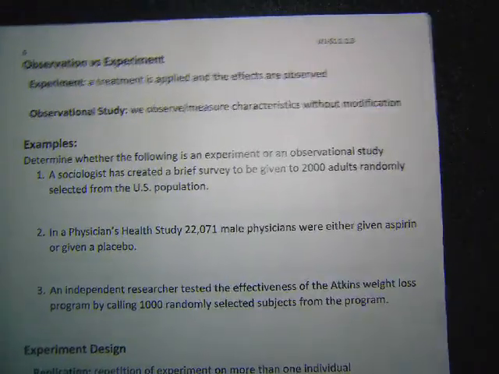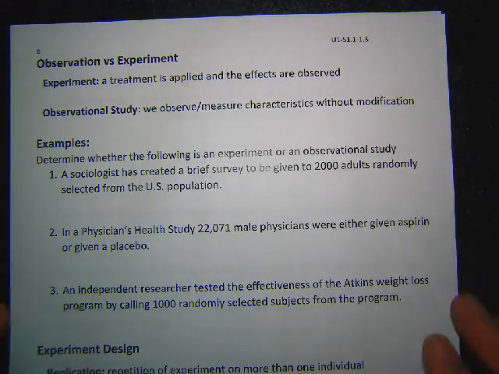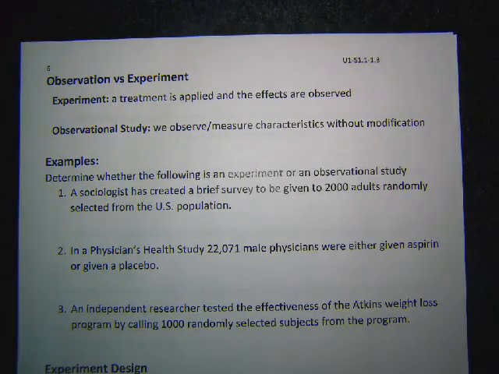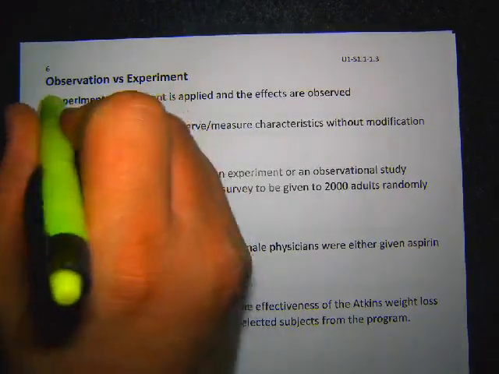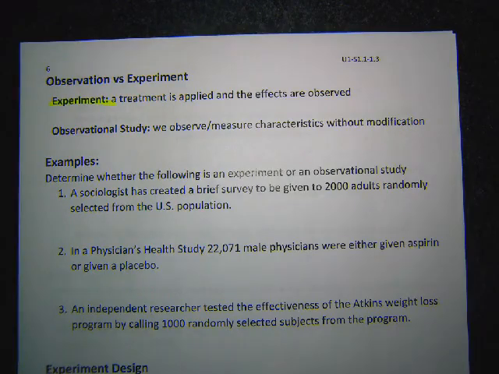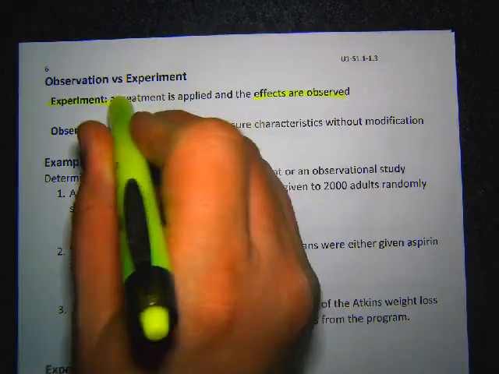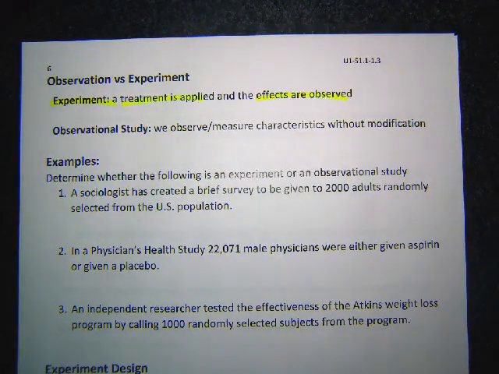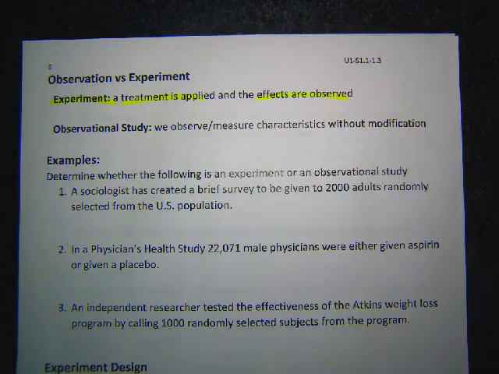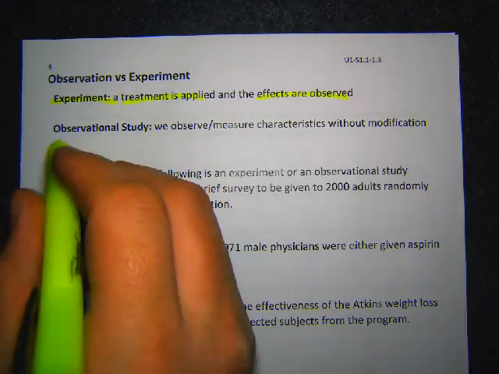Okay, so when you do studies, when you go and collect data, you have 2 main ways of doing it. First is experiment. An experiment is where you actually apply some kind of treatment. You do something, and then you observe the effects. So treatment applied, the effects are observed. That's going to be an experiment. So if you make people do something, you give people something, you give them a medical dose, and you observe the results.